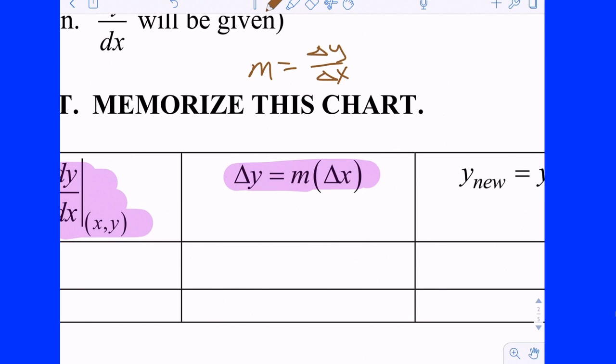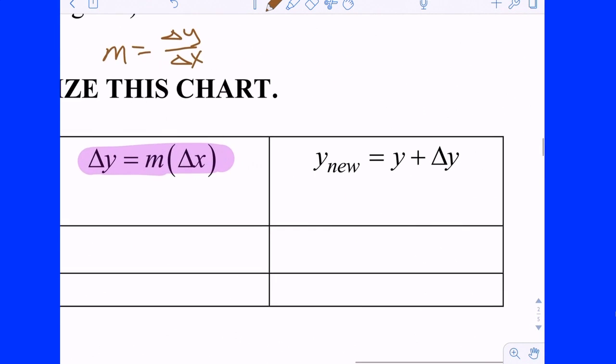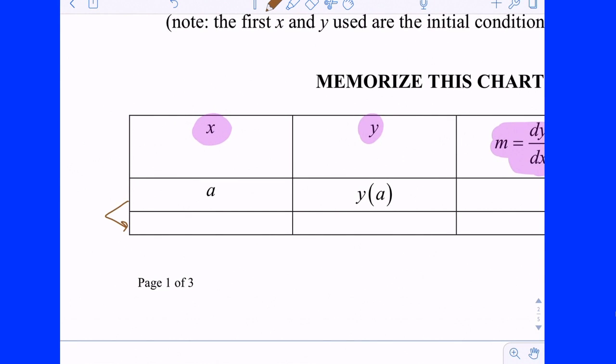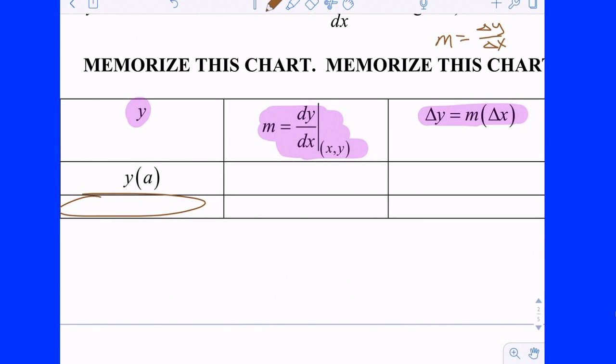Once you know how much your y changes as you march out along the line, you're going to be able to calculate what your new y value is. Your new y value, y sub new, is your old y value plus the incremental change in y. And then you're going to bring it back around over here, and you're going to get your new x value by adding delta x. You're going to bring the new y value around, and you have your new ordered pair right here, and guess what? You're just going to repeat the process until you get where you need to get.